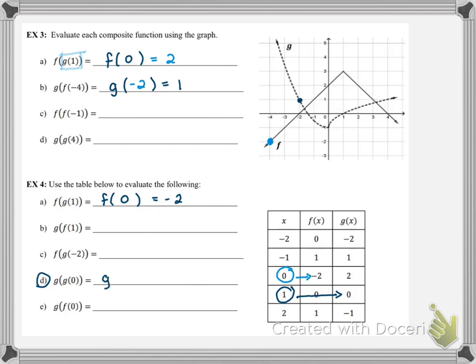So we're going to start by replacing g of 0. So we find 0. That gives me an output of 2. And then I'm going to find 2, and that gives me an output of negative 1.